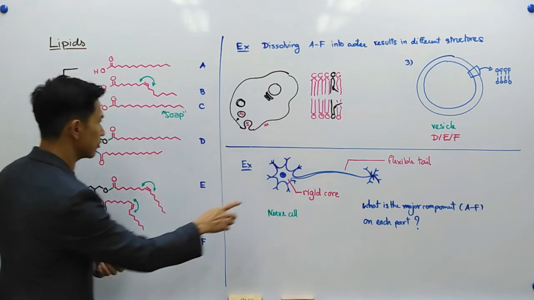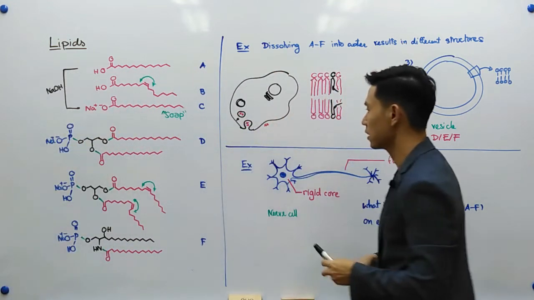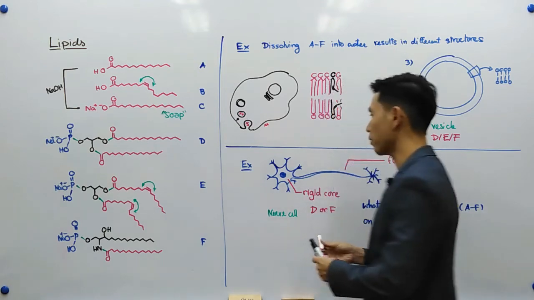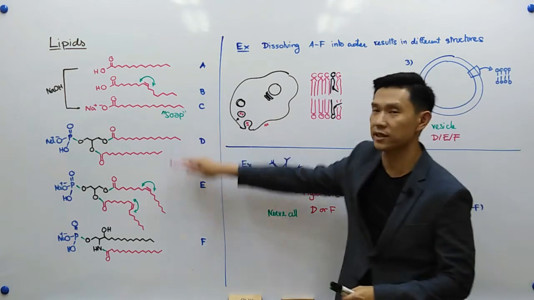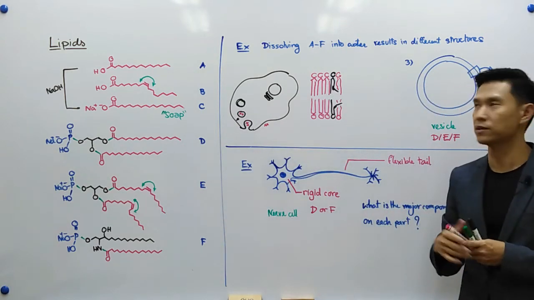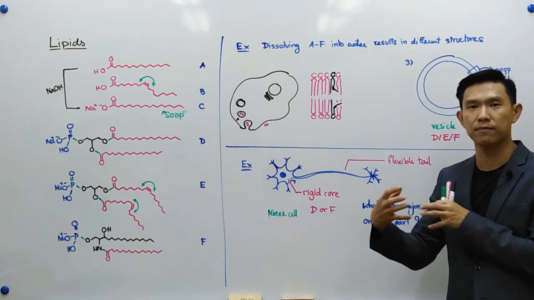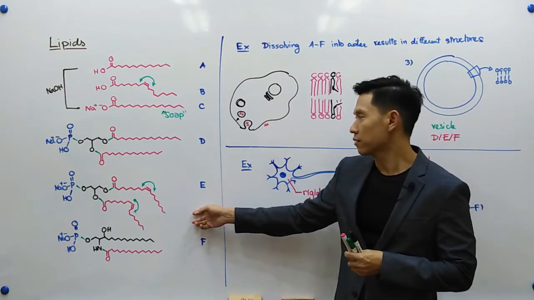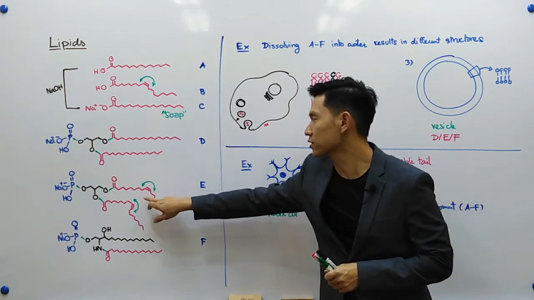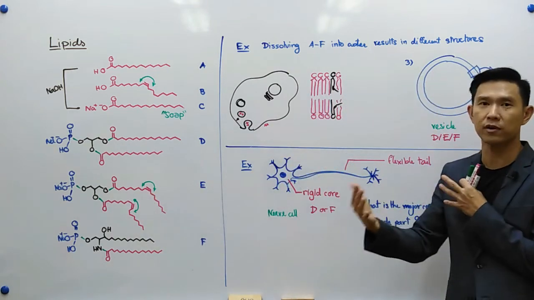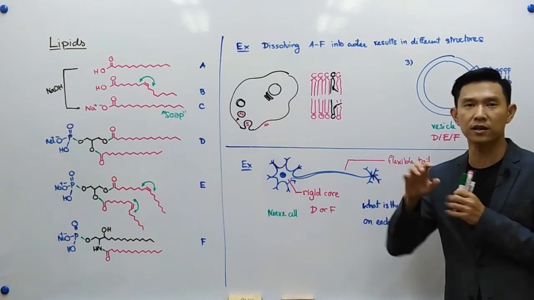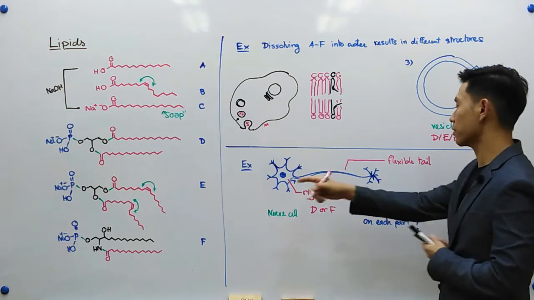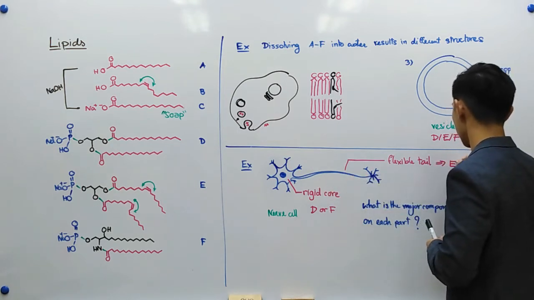So the rigid core shall be the packing from D or F. Both D and F are saturated, so they can pack up into a rigid lipid bilayer. But if you have a lot of E, because of the cis isomer here, it prevents them from packing densely together into a very solid structure. So the flexible tail would be composed mainly of E, I would say.